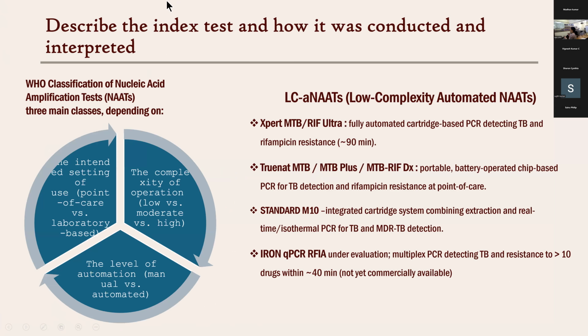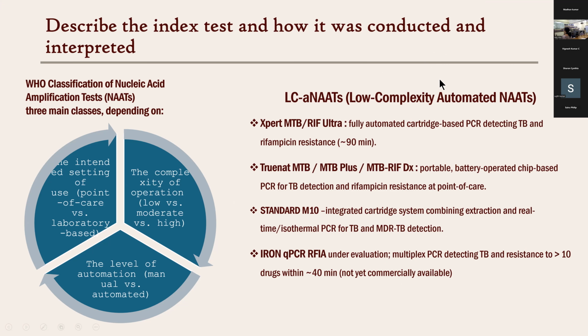So I'm going to explain what is a low complexity automated nucleic acid amplification test. Actually, WHO classifies these nucleic acid amplification tests based on how complex it is to run. Like whether it's a simple machine or big machine, whether it's a point of care test or needs a large reference lab, or whether it can be done manually. You need to pipette, you need to do various steps, versus the machine doing the whole process. So you have low complexity automated, low complexity manual, and then moderate complexity automated, which is usually in these reference labs.